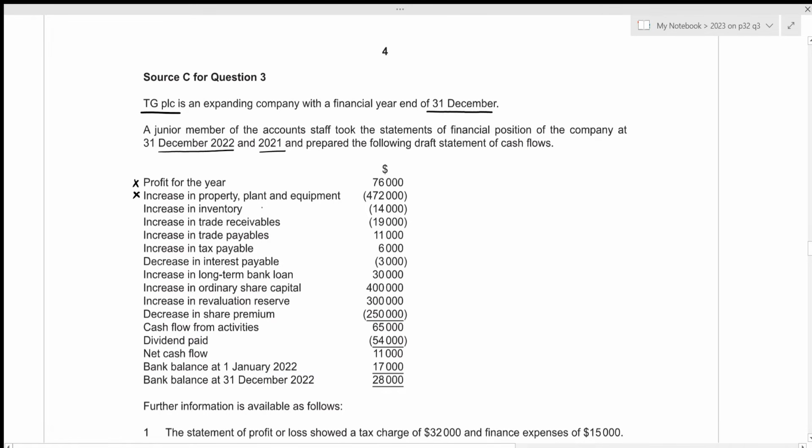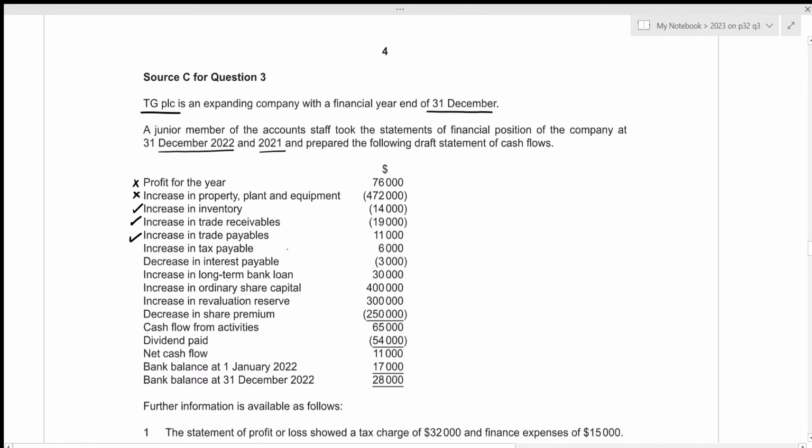Then we have the increase in inventory, and the increase in asset will always lead to cash outflow, which is why we need to subtract it. In this case, we have subtracted 14,000. This is correct. Then we have the increase in trade receivables, which is again an asset and it is being subtracted. So that's correct as well. Then we have the increase in trade payables, which is the increment in liability, and the increment in liability will always result in cash inflow, which means that we need to add it. So in this scenario, this is correct as well.